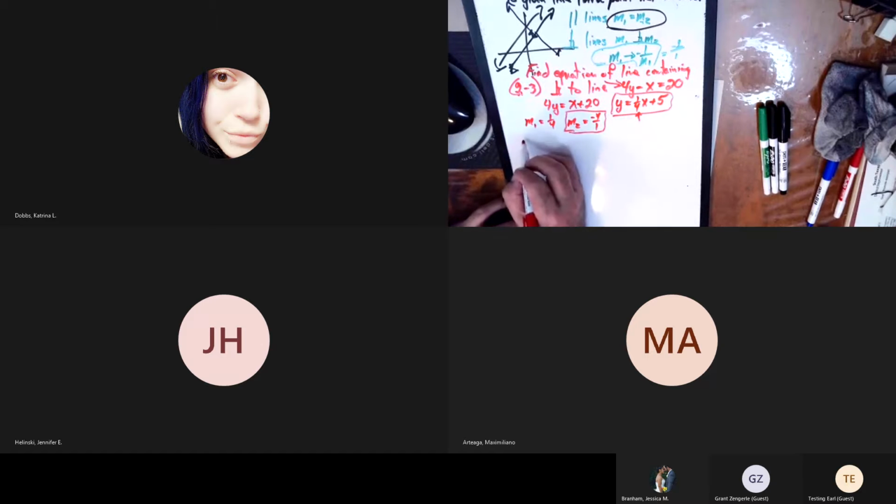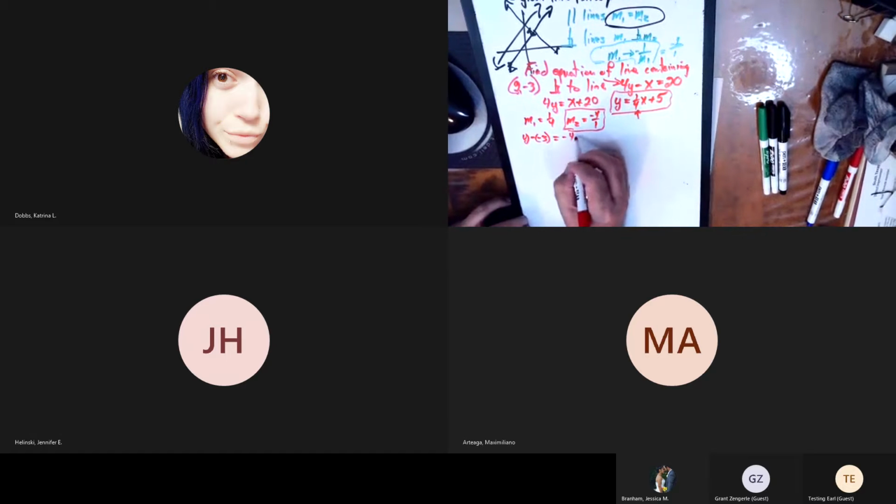So if I do it with the point slope formula, y minus -3 is equal to my new slope, -4, times x minus 2. So y minus -3, y plus 3, is equal to -4 times x, so -4x, minus 4 times -2, which is plus 8.